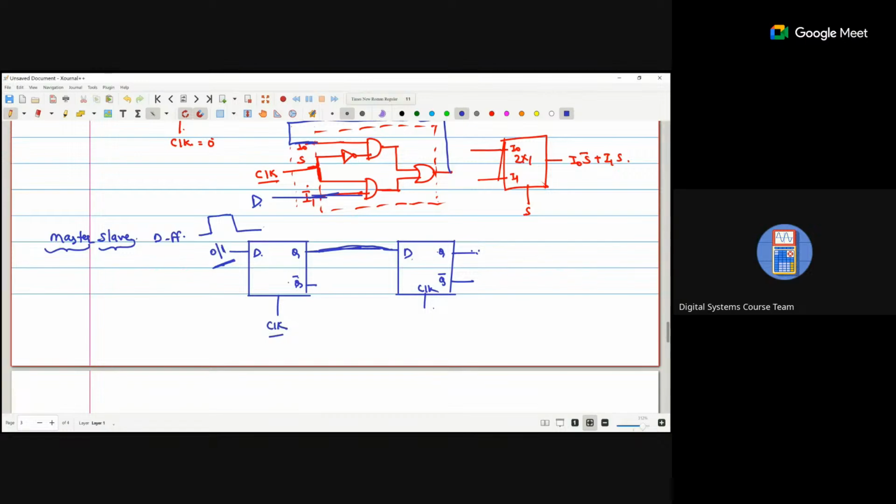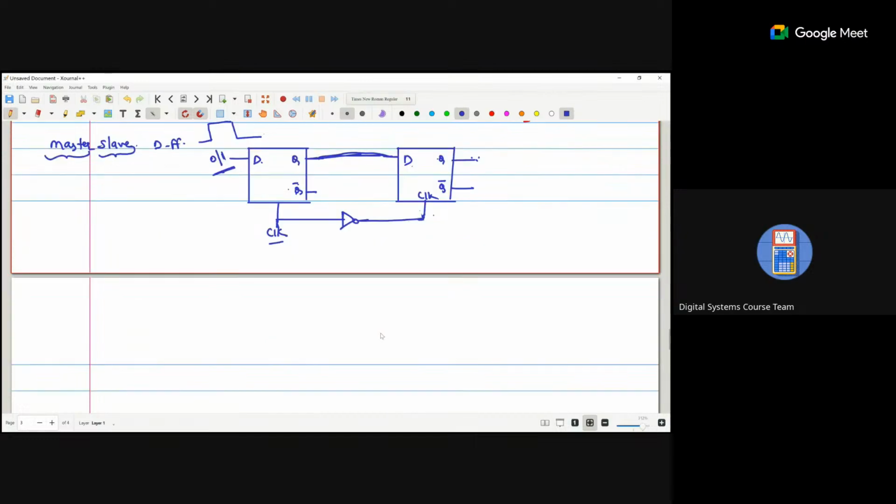So we are going to remove this delay. We connect it this way. So what will happen now? On the positive clock, this particular flip flop will work. On the negative clock, this flip flop will work.